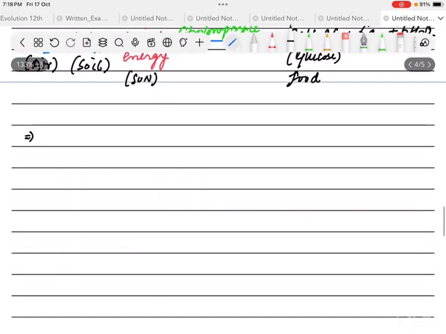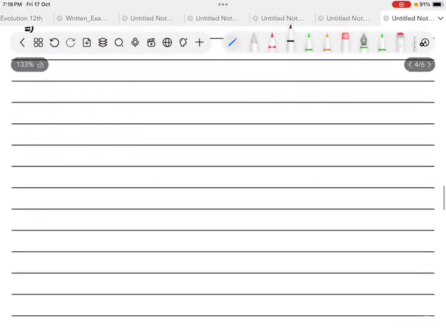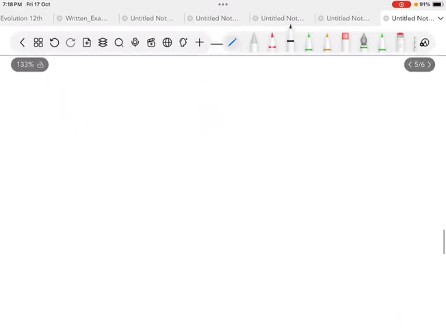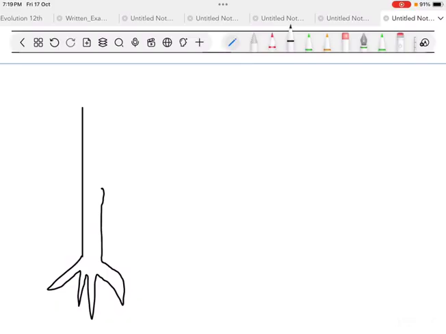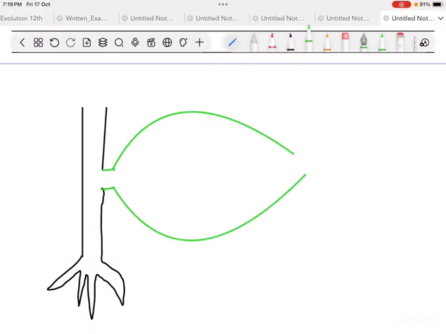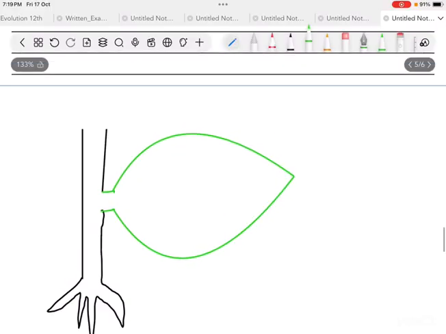Now if we try to make a diagram of this, to understand this process further, I am making a structure of a plant here. This is a plant. I'm making the stem of a plant. These are the underground structures of a plant. What are the underground structures? These are the roots of a plant. And this is the stem. From the stem arise the shoots, and in the shoots we have leaves, and I'm making one leaf here. This is a leaf.